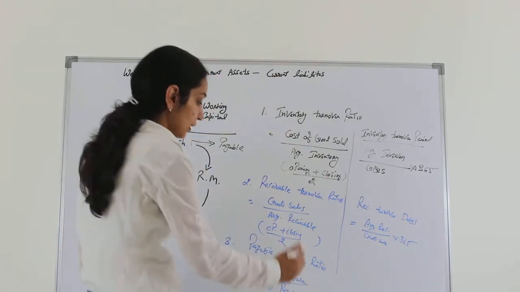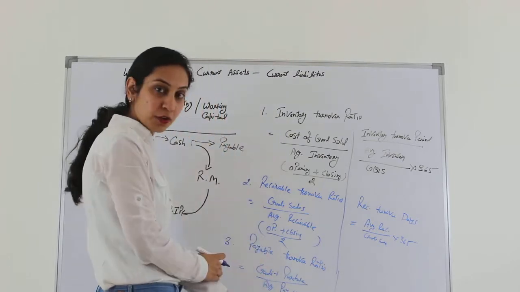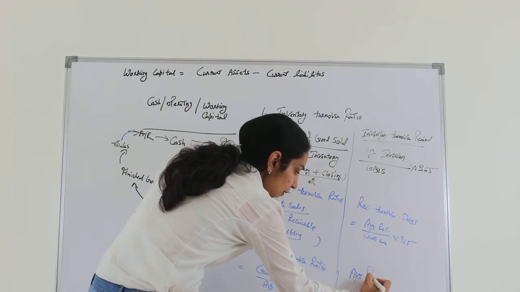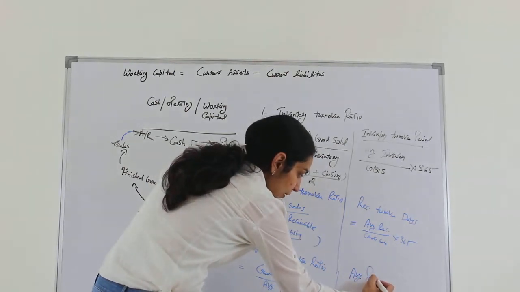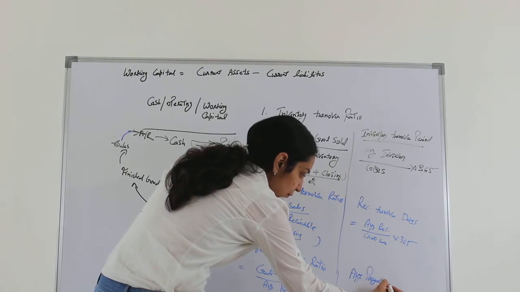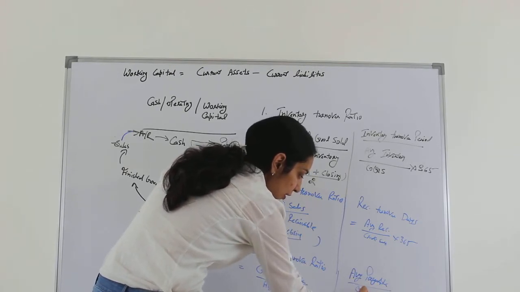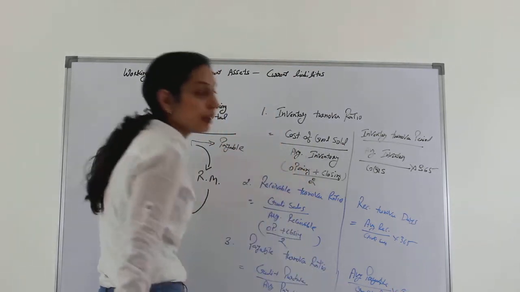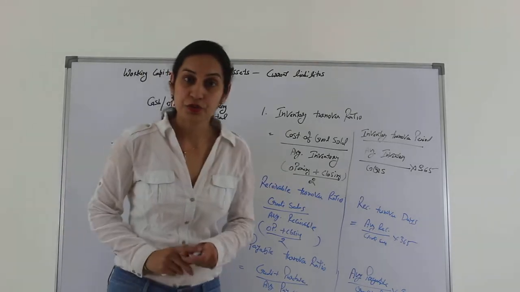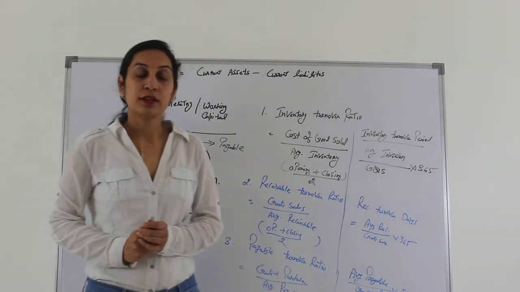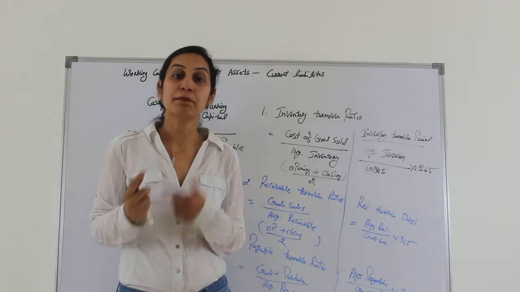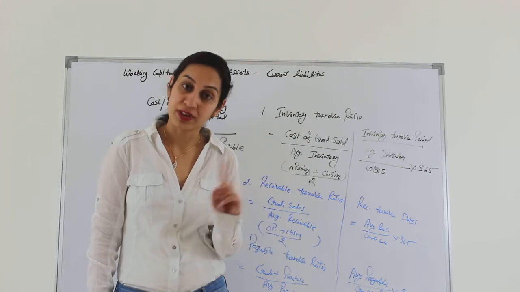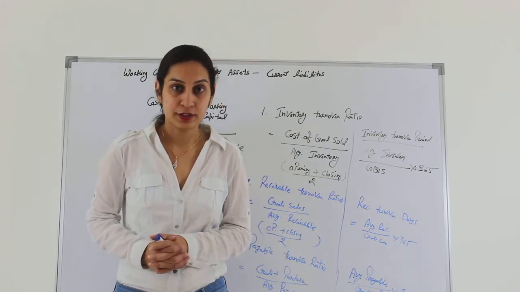If we have to calculate the days for it, we will reverse this formula. And it will become average payable divided by credit purchase multiplied by 365. This ratio will tell us how long it takes to repay. Ideally, this should be a little longer, provided it is mutually agreed.